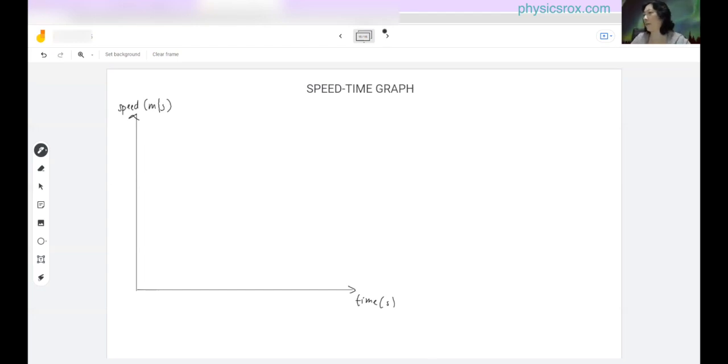So if we have a graph like this, this blue line, do you think the object is moving or not moving? What do you think? I'm taking a photo to put on the Jamboard later. Okay, what do you think? Look at the blue line.